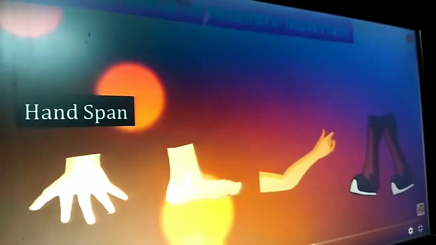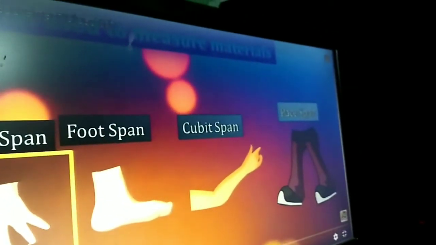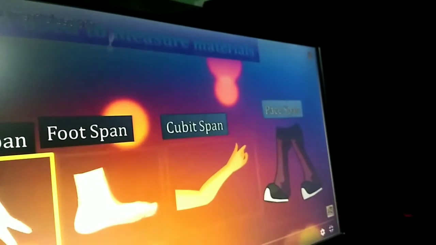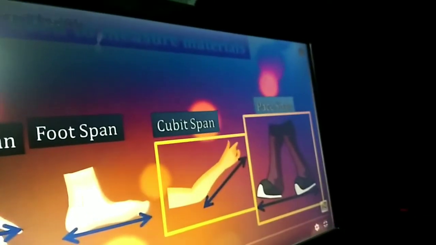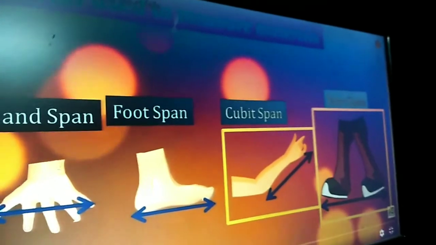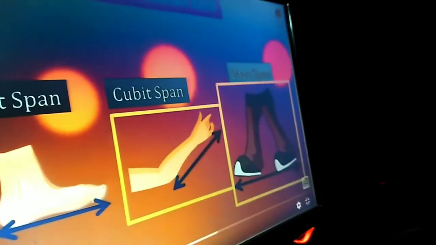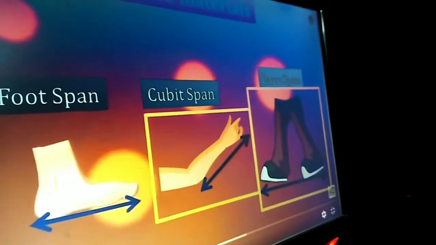Some common measures used to measure length are handspan, footspan, cubit, and pace. In handspan, the measurement is done by placing arrows at the starting and ending points. It is from the thumb to the little finger of the hand. In the same way, for footspan, cubit span, and pace span, as shown in the figure.